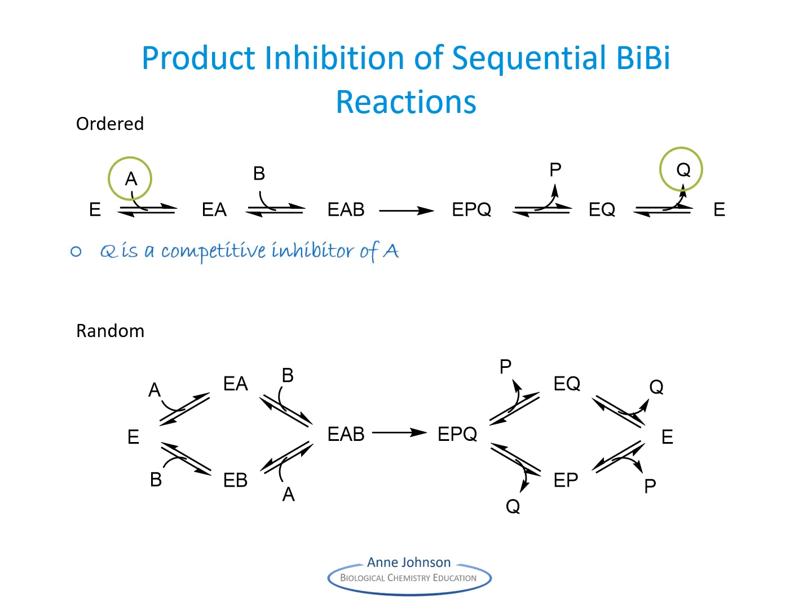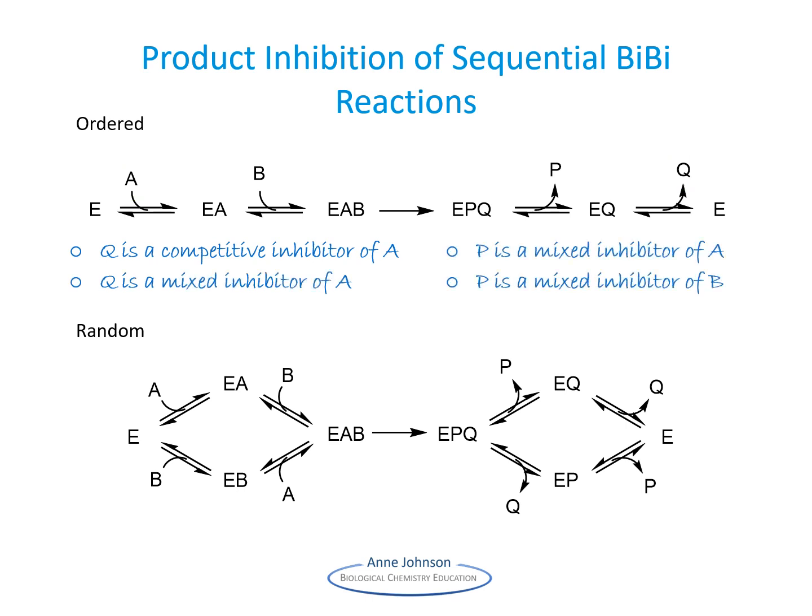Therefore, Q will compete with A for the active site, so the behavior we observe is that Q is a competitive inhibitor with regards to A. The other three product-substrate combinations all exhibit mixed inhibition.